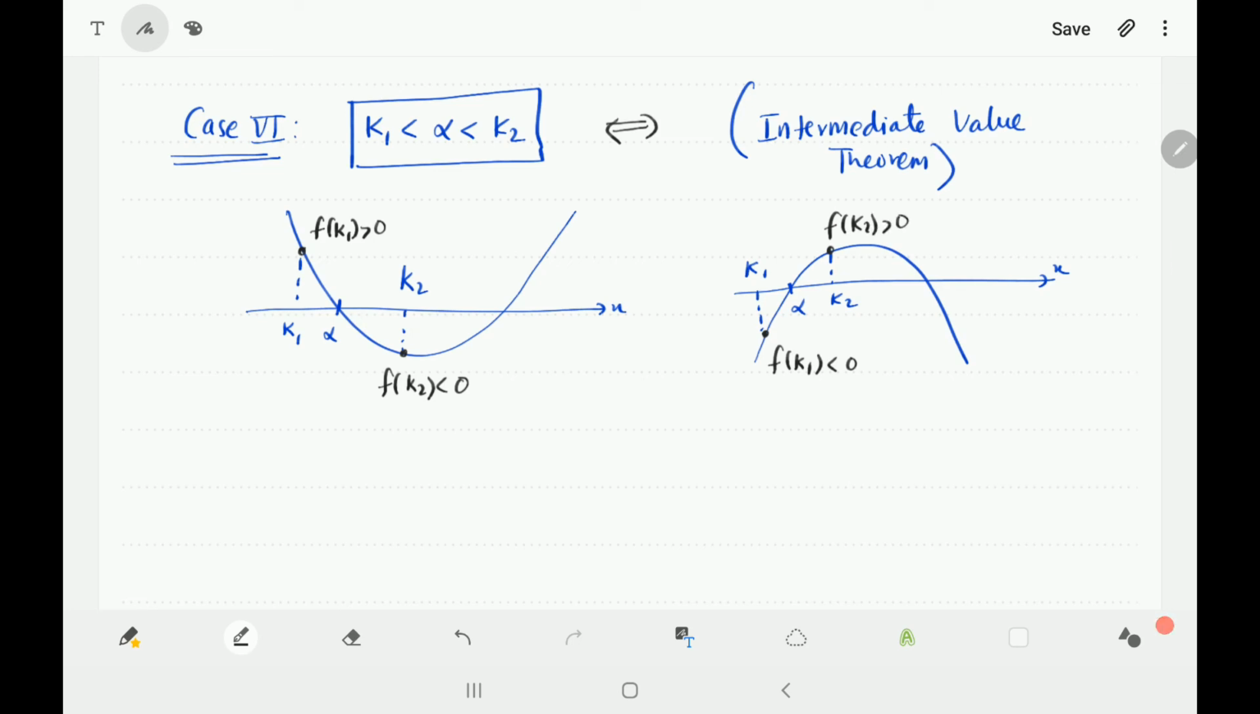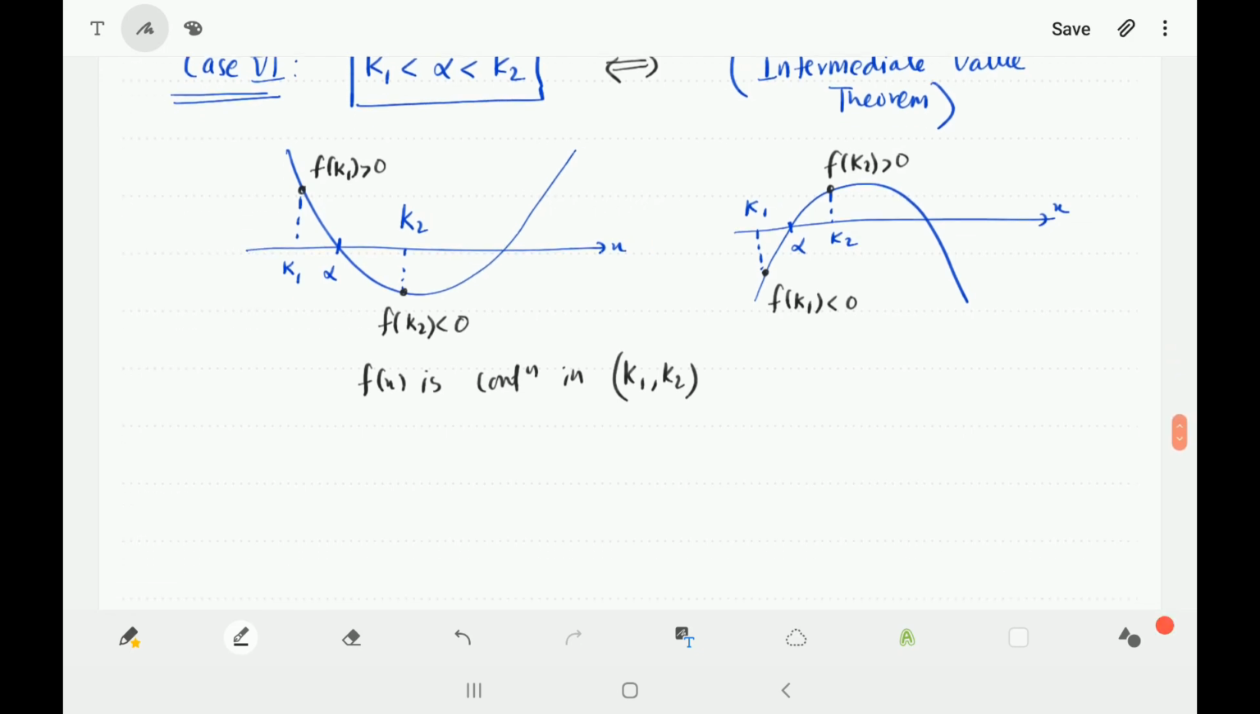So what will happen, because the graph is continuous? What do you mean by a continuous graph? That if you draw the diagram, there is no break between these two values. So f of x is continuous on k1 to k2, which we can easily state because a quadratic polynomial is a real polynomial function. It will be continuous for x belonging to R.